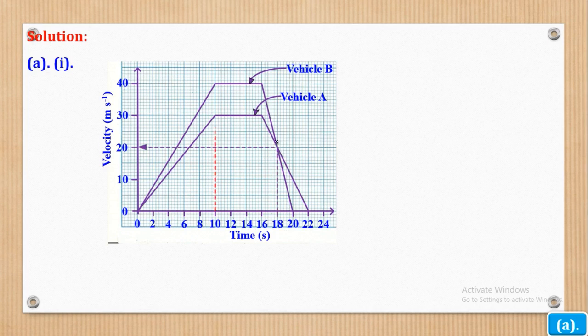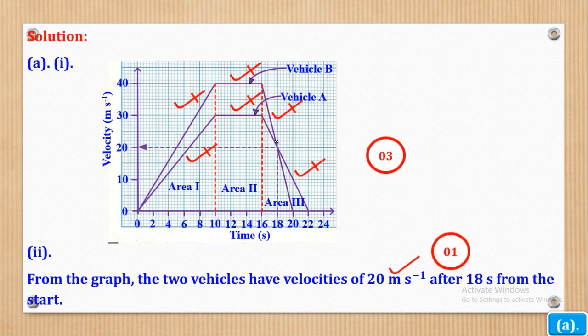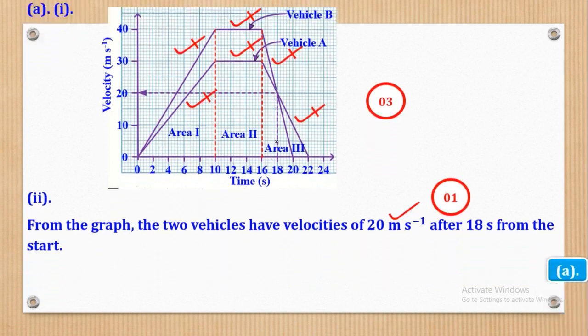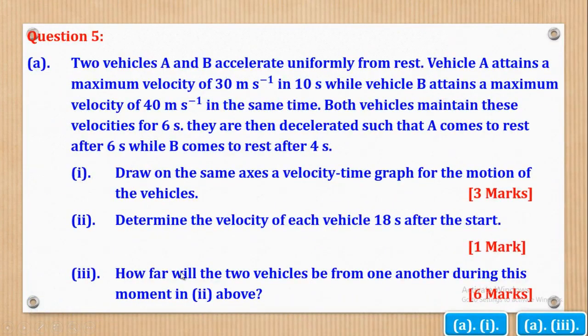Therefore, we shall come here and conclude that from the graph, the two vehicles have the velocity of 20 meters per second after 18 seconds from the start. So both have the same velocity of 20 meters per second. So that's how marks for this slide would be awarded. So now we shall go to part A, Roman 3. Roman 3 says, how far will the two vehicles be from one another during this moment in Roman 2 above?